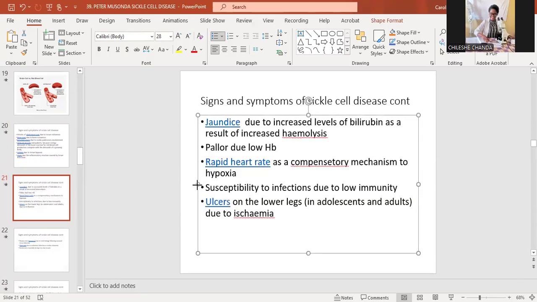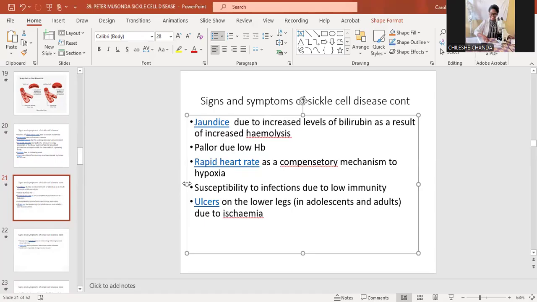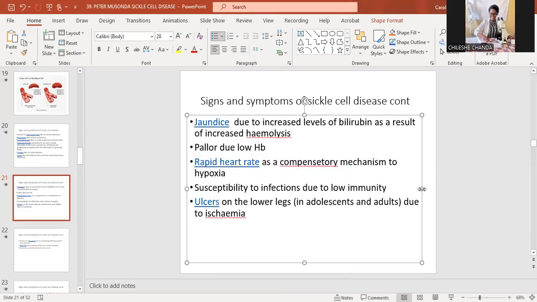The patient is going to have jaundice due to increased levels of bilirubin. When there is hemolysis, there is release of bilirubin, which is a byproduct of red blood cell breakdown. And because this bilirubin is high, it is going to overwhelm the liver, and the liver is not going to conjugate all of it. And so you find that the patient is going to have yellowish skin and mucous membrane.